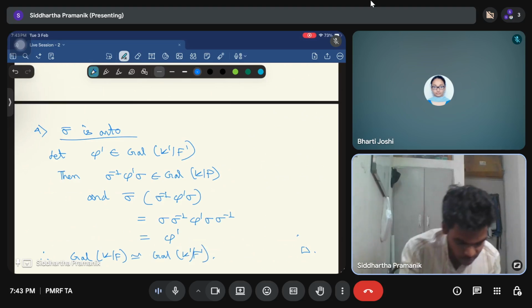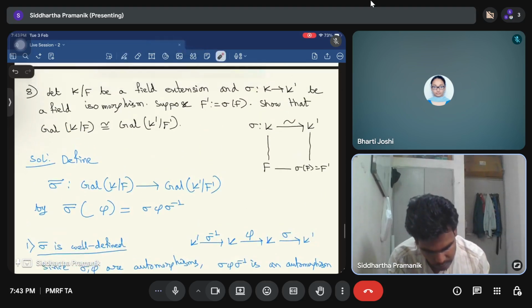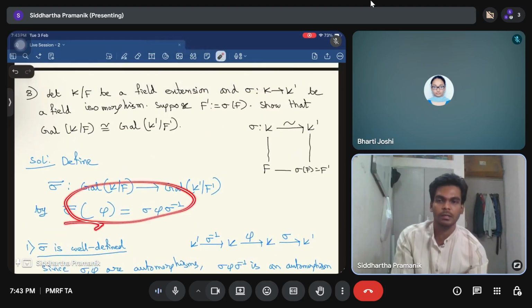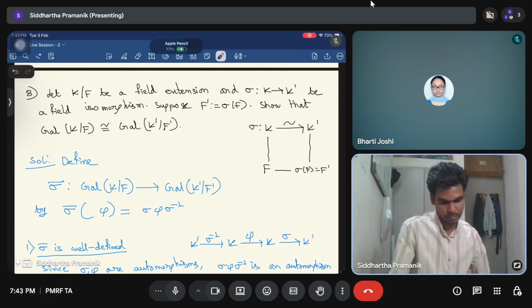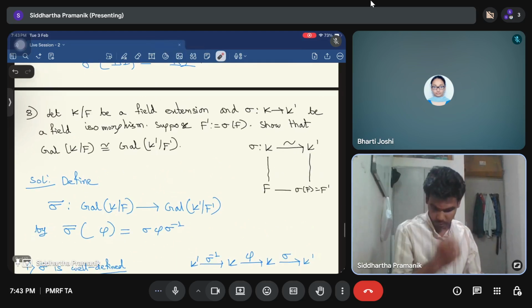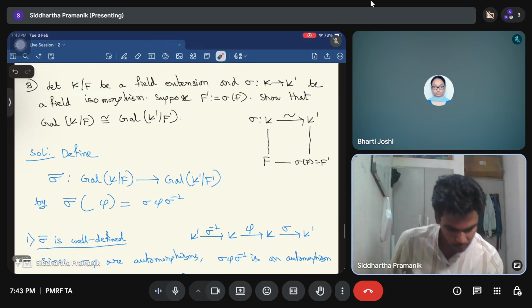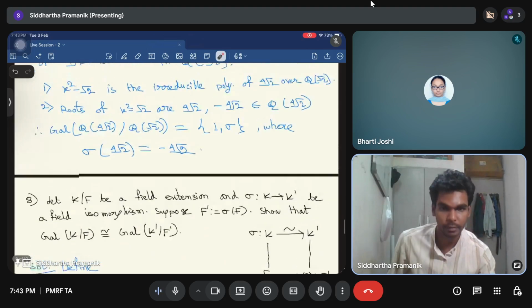So this is just a routine check. Once you have defined this map, then everything follows immediately. There is nothing difficult. It's just straightforward. So I think this is enough for the second week.